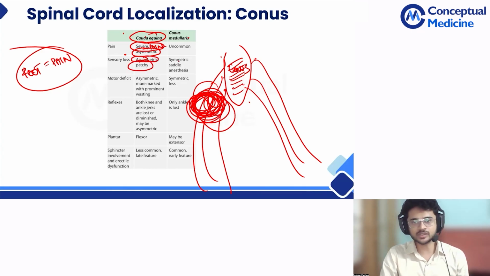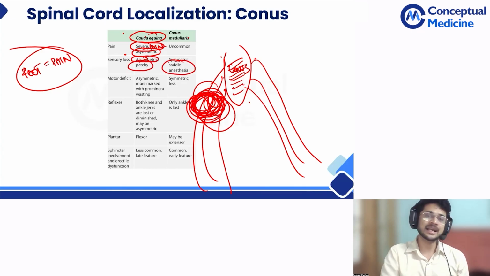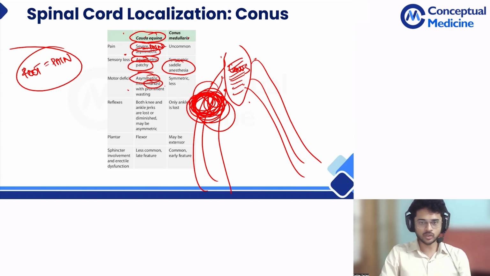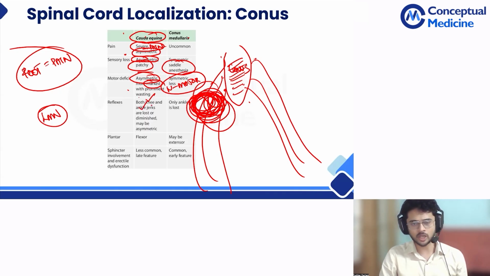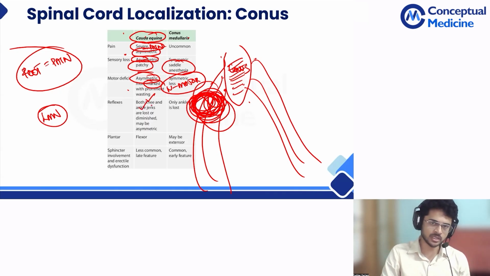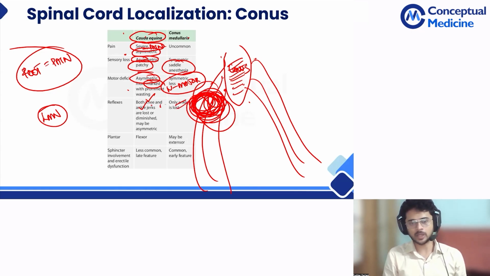Whereas in conus lesions, it's going to be a symmetric saddle anesthesia, as we just discussed earlier. In cauda equina, the motor deficit is quite profound. Okay, it's quite profound and it is asymmetric. Whereas in conus medullaris, usually there is a normal motor exam. And coming to the reflexes, as cauda equina is a lower motor neuron lesion, the knee jerks and ankle jerks may be lost depending on which part of the cauda equina is involved. In conus medullaris, usually the knee jerk is spared. Sometimes the ankle jerk might be lost.